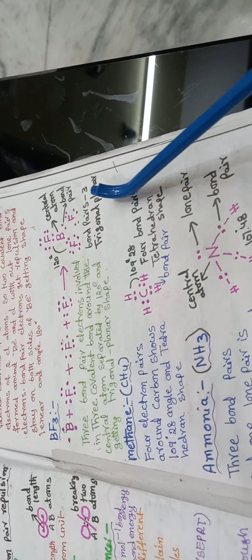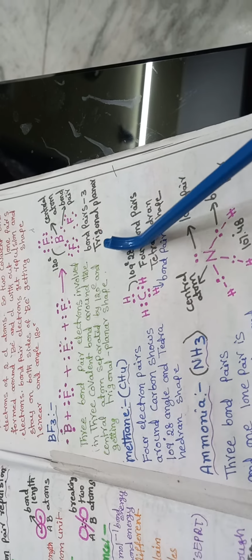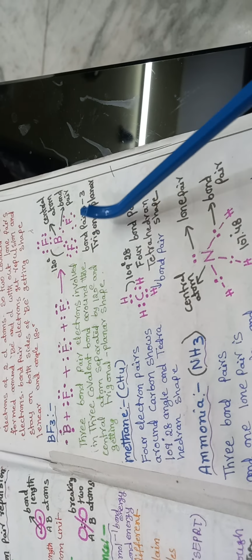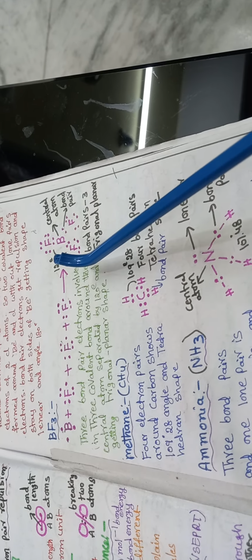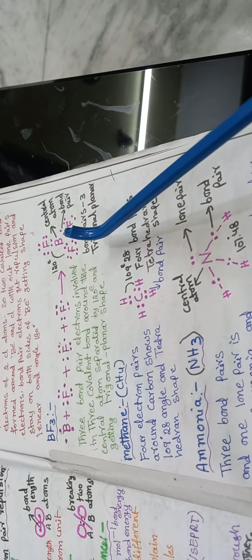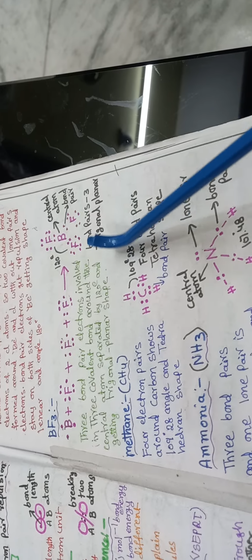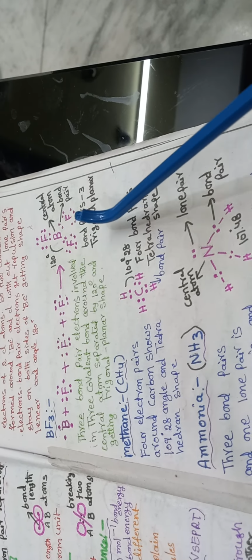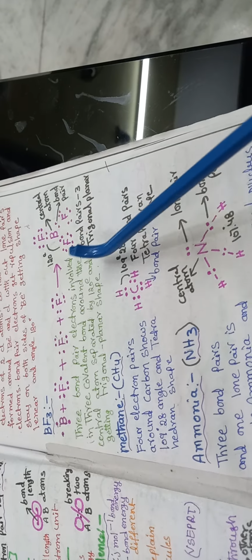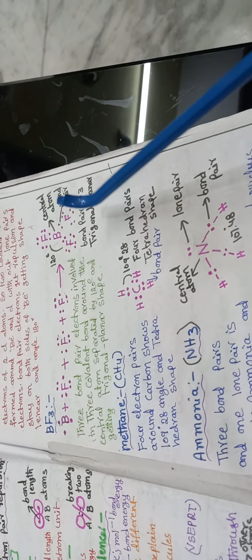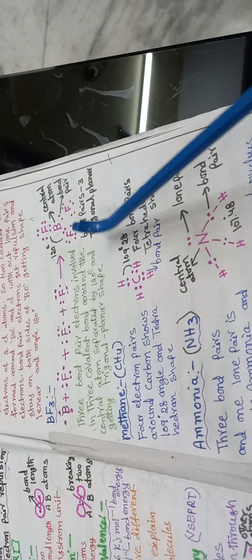So here the bond pairs are 3. So these bond pairs repel, so 120 degree angles are formed in the BF3 compound and we get the trigonal planar shape. So it appears as a trigonal planar shape.